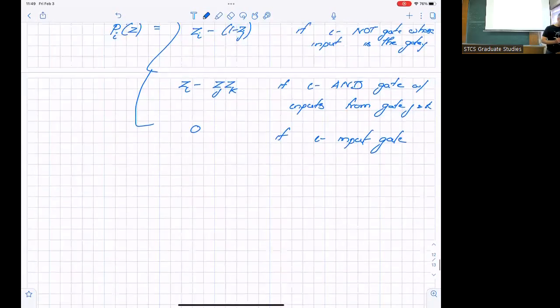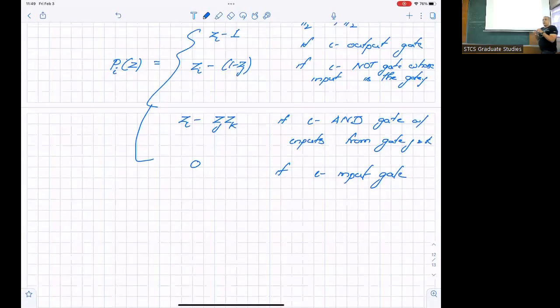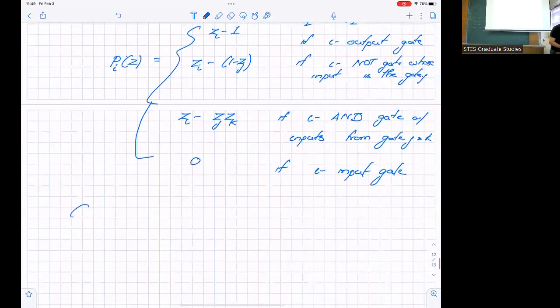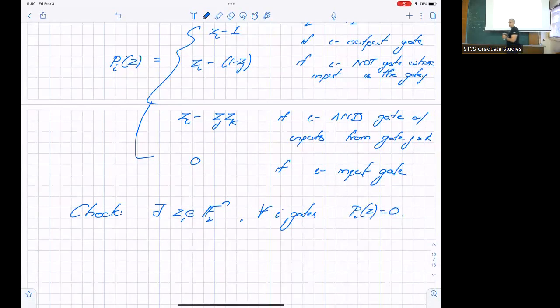Basically, what we now need to check. So Pi of Z is sort of encoding within it the entire circuit. What we want to check is whether there exists a Z in {0,1}^n, let's call it F2 to the n, such that for all I, for all gates, Pi of Z is 0. This is what we need to check.